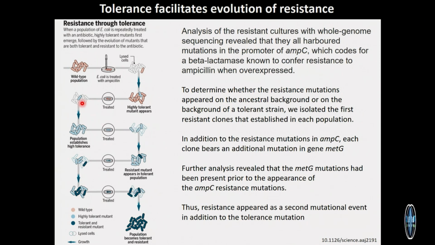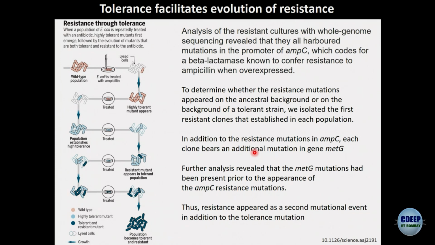Now once the sequencing is done, they are trying to read the result. Kya hua? In addition to the resistance mutation in this particular cell, AmpC gene, yahan pe toh AmpC mein promoter mein mutation hai. In addition to the resistance mutation in the AmpC gene, each clone over here bears an additional mutation in metG. What was metG? metRS. What was metRS doing?